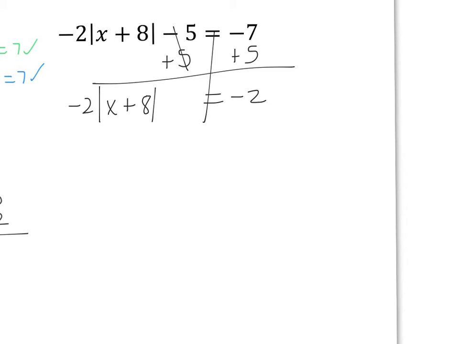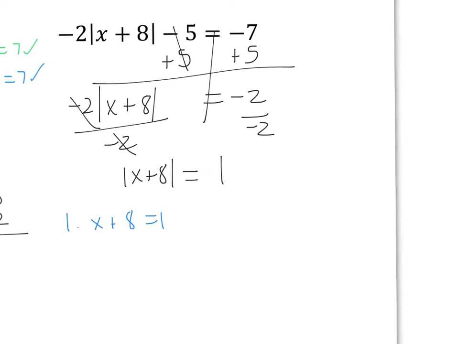And now I'll have to undo a negative 2 being multiplied by the absolute value here, so I'll divide. And I'm left with the absolute value of x plus 8 equals 1. So my two cases are, as I see it, x plus 8 equals 1, where I drop the absolute value symbols, and x plus 8 equals negative 1.